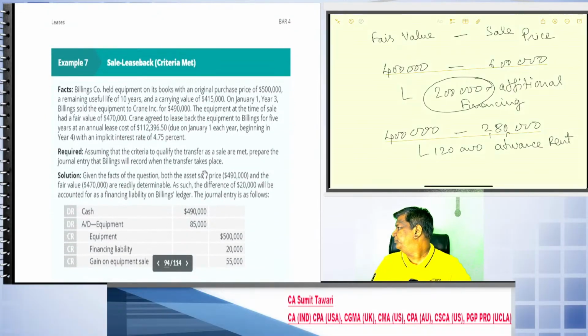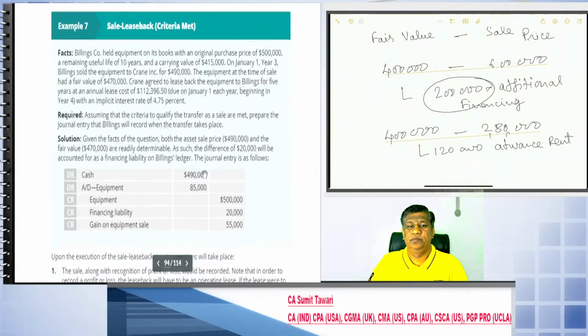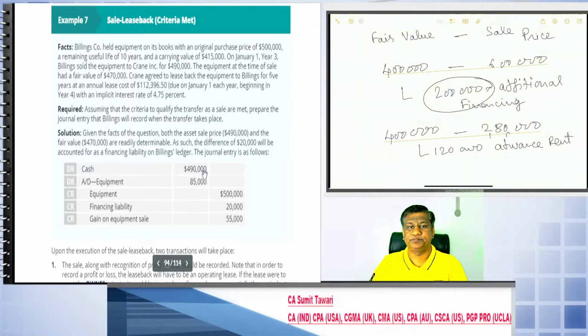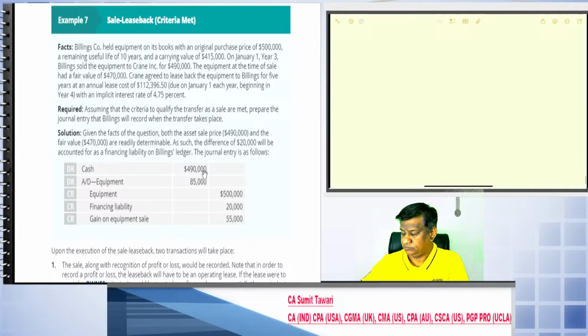Okay, so can we start now? Yes, sir. So Billings company held equipment on its books with an original purchase price of 500,000, a remaining useful life of 10 years, and a carrying value of 415,000. On January 1, year 3, Billings sold the equipment to Crane Inc. for 490,000.